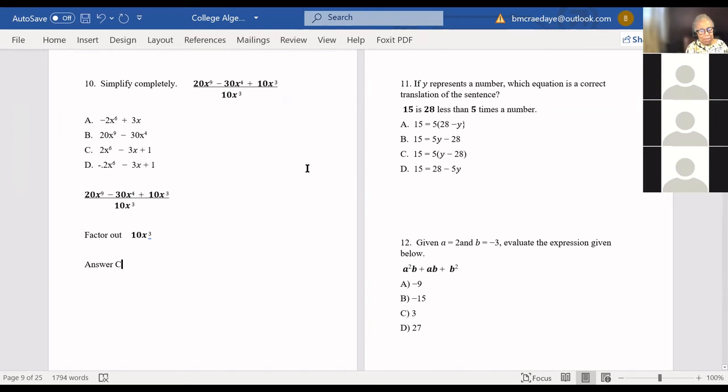Everybody understand how we got that? Okay. So when we simplify it, we've taken the expression that you can divide into each one of the terms. And that's what you get, C. It is C, right? All right. Very good.